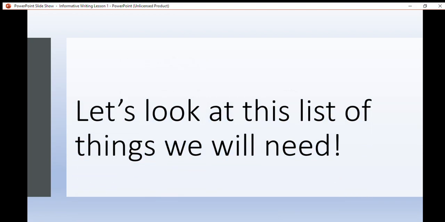Now let's look at the list of things we will need. Here's a picture of the different things we will need for our informative writing. So looking at the informative text examples, let's see what we noticed.